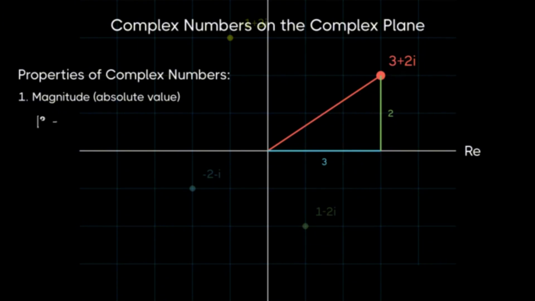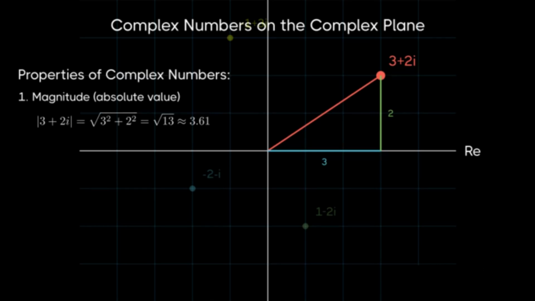To find the magnitude, we take the square root of the sum of the squares of both components. For 3 plus 2i, that's the square root of 3 squared plus 2 squared, which equals the square root of 9 plus 4, or the square root of 13, approximately 3.61 units. This is the distance from the origin to our complex number.